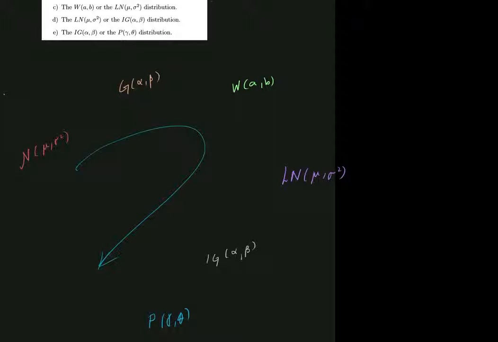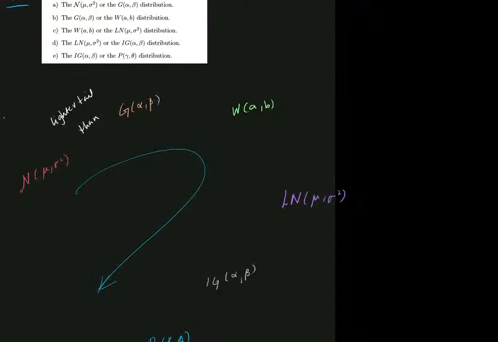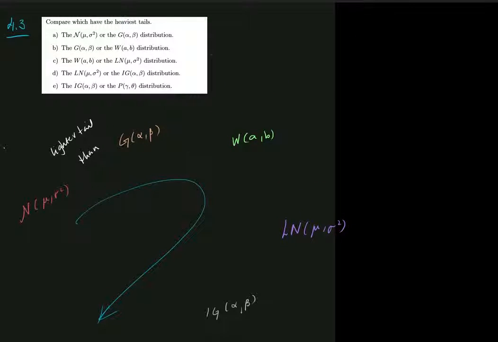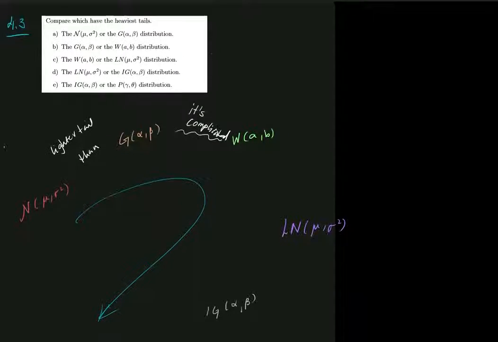So what we know is that the normal distribution has a lighter tail than the gamma distribution, right? However, if we take the tail of a gamma distribution and compare it to the tail of a Weibull distribution, the only quick answer here is it really depends on the parameters, so it's complicated. And it is extremely complicated. So we'll just sum that up in a second on the sidebar here.